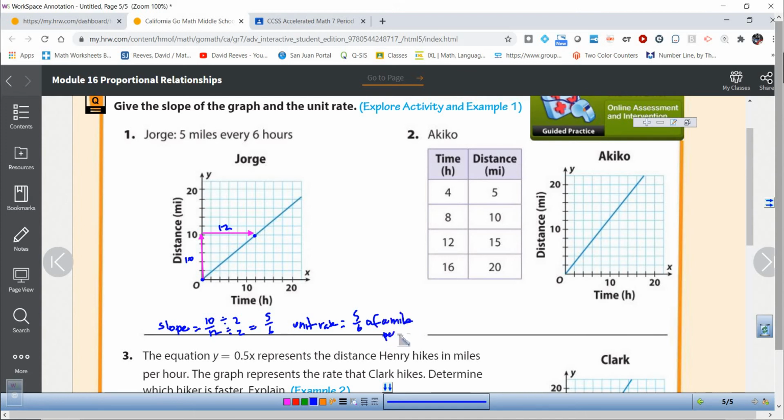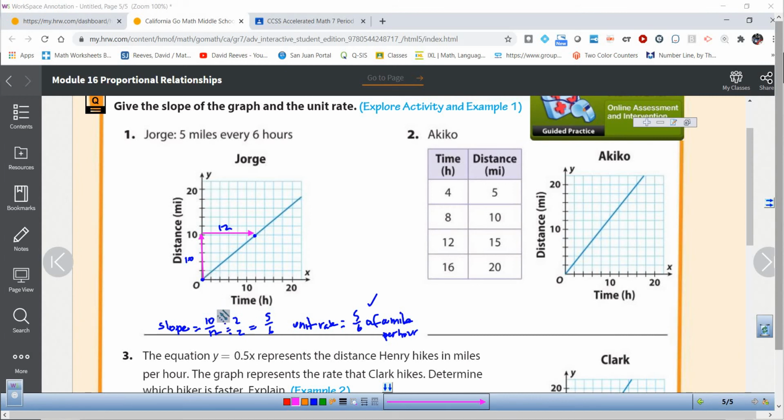per hour. And if you take a look at what does it say? He goes 5 miles every 6 hours. And if he goes 5 miles every 6 hours, guess what? He goes 5 sixths of a mile. Yay, I was right. I'm so happy. All right, what does that tell you? If we went up 5 and over 6, we would be on the line as well.